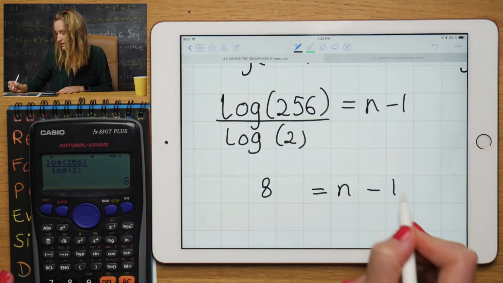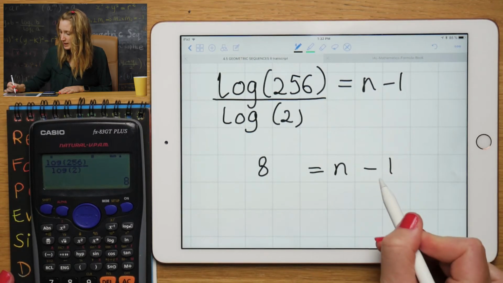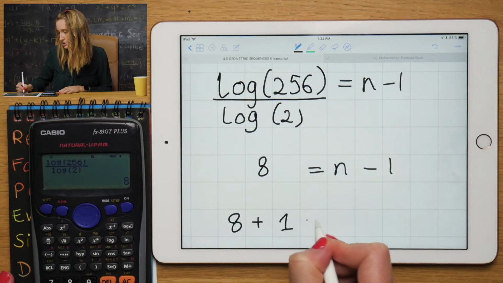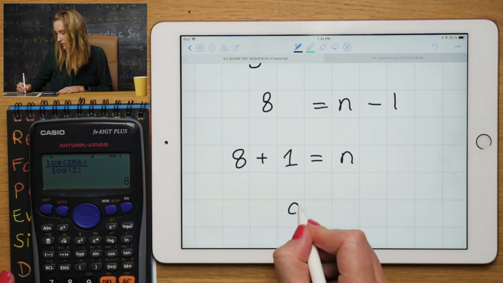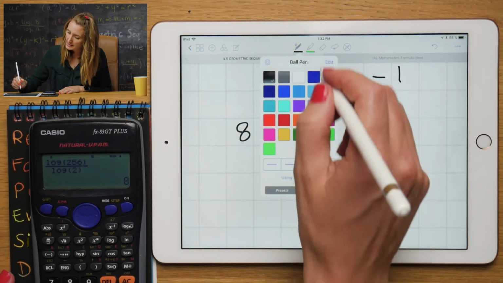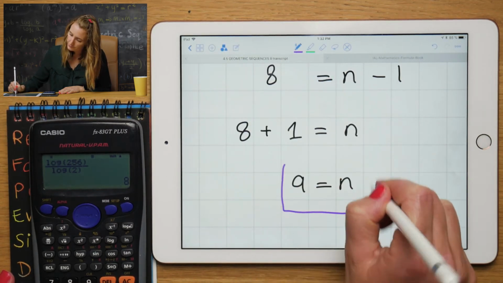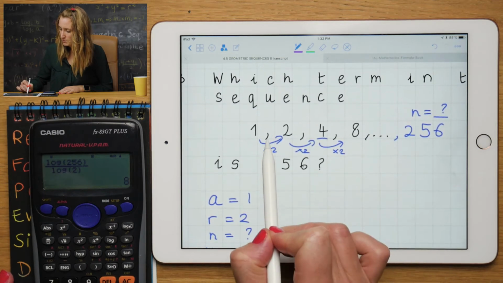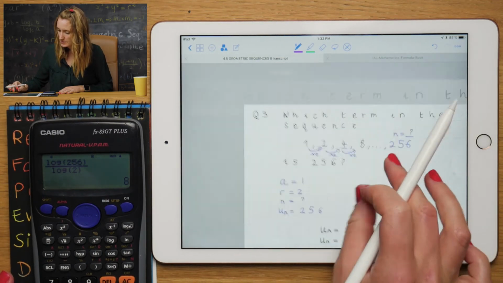So 8 is equal to n minus 1. I'm going to move the minus 1 from the right hand side to the left hand side and change it to plus 1. So my answer is n is equal to 9. So that means that 256 would be in the 9th place in the sequence.